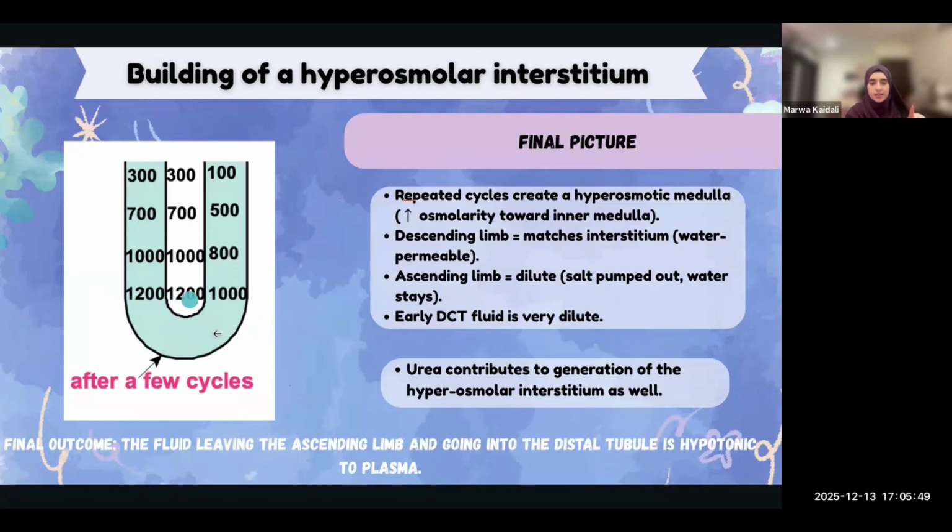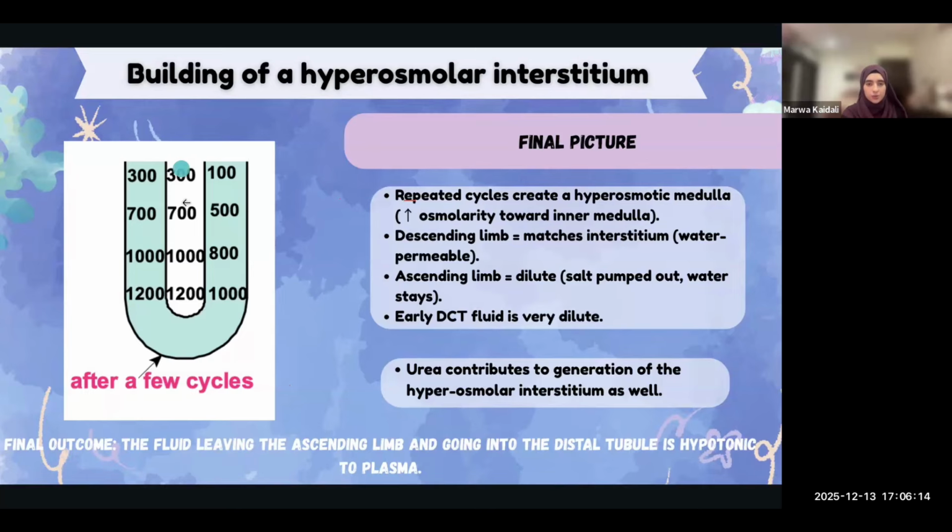The second thing you will see is that when you go up the ascending loop, the tubular fluid is very dilute. It's getting even more dilute. That's because we have sodium chloride reabsorption. We said that the ascending loop is impermeable to water. So water is going to be left behind inside the tubule, and we're going to have sodium chloride reabsorption, and this is going to dilute the fluid. This is going to be important later on.